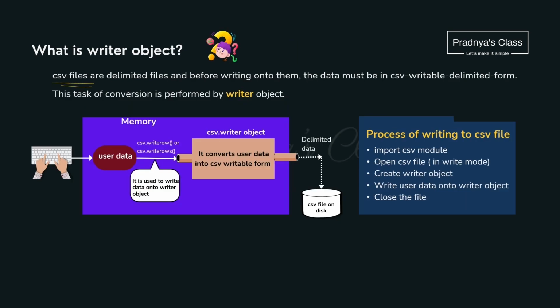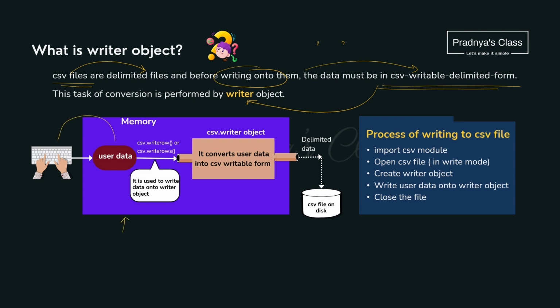We know CSV files are delimited files. The default delimiter is comma. So before writing data to the CSV file, the data must be converted into CSV writable delimited form. That task is performed by the writer object. Look at the diagram, you will understand easily.